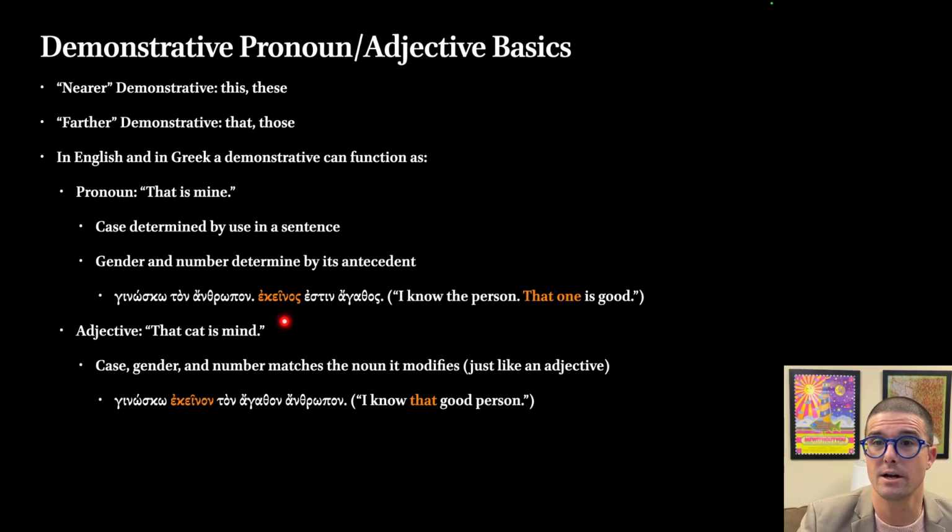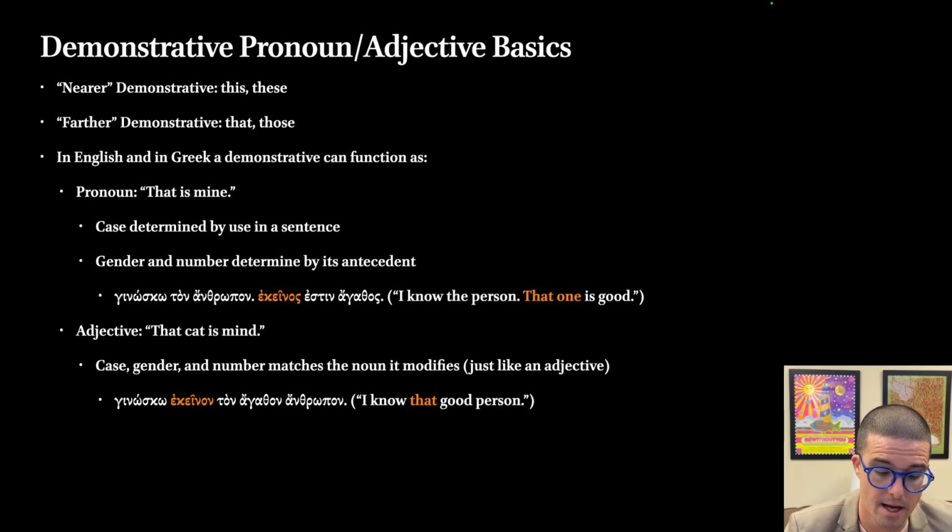The ekenos here is our demonstrative pronoun, the farther demonstrative, that one over there, but it's referring back to the human. Here, because it is the subject of the sentence, it's in the nominative case, even though over here the human is in the accusative case, because in this sentence the human is the object. So the gender and the number are going to match. Ekenos is going to be a masculine singular, just like anthropos is a masculine singular. But anthropon is in the accusative case, where ekenos is in the nominative case, because they have different grammatical functions in a sentence.